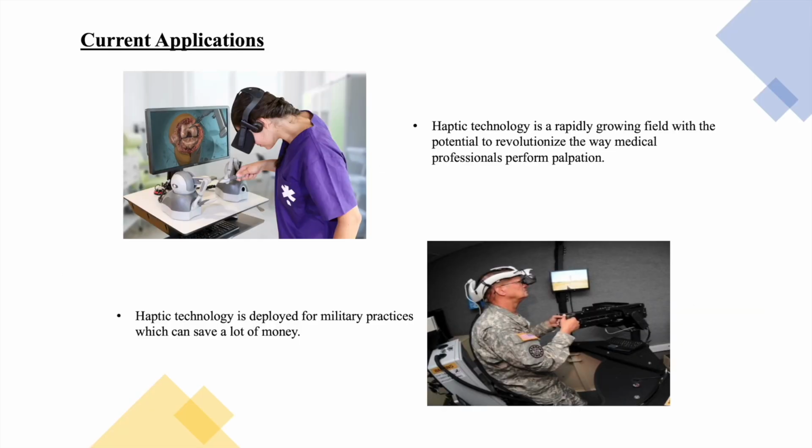What are some current applications of haptic technology? One important application is in the medical field for palpation. Palpation is a diagnostic technique that involves the use of hands to feel abnormalities in the body. For example, if we use haptic gloves, it is possible to record the information in a more efficient and better way, which can be used for further diagnostic purposes. Next is the use of haptic technology in military practices, where you can feel the forces while using any kind of equipment. So that's it.